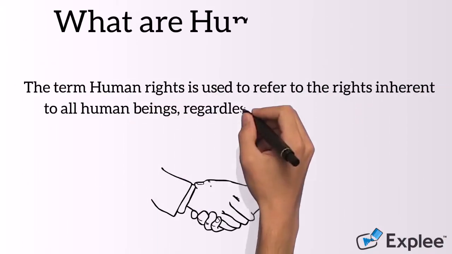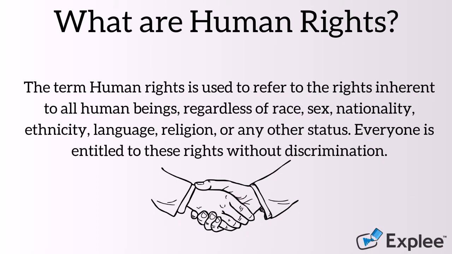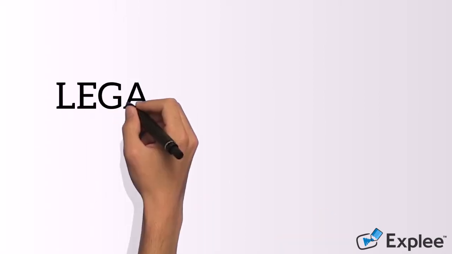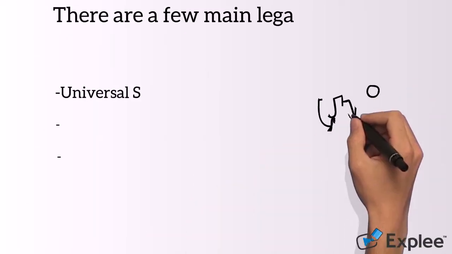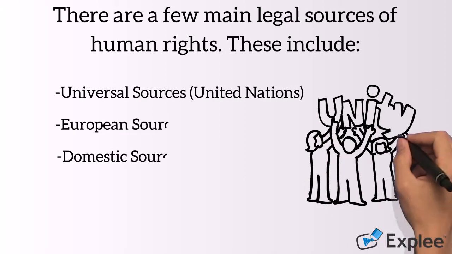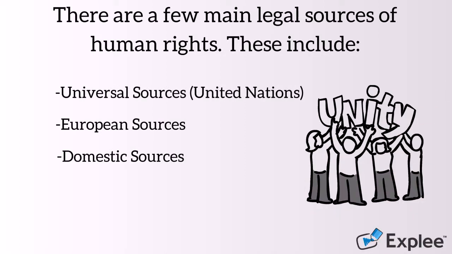The term human rights is used to refer to the rights inherent to all human beings, regardless of race, sex, nationality, ethnicity, language, religion, or any other status. Everyone is entitled to these rights without discrimination. There are a few main legal sources of human rights, which include universal sources, European sources, and domestic sources.